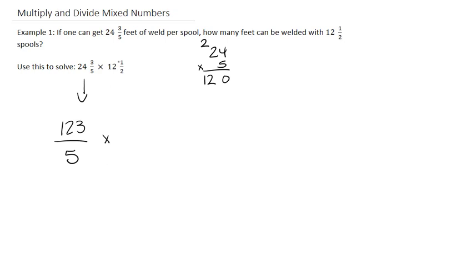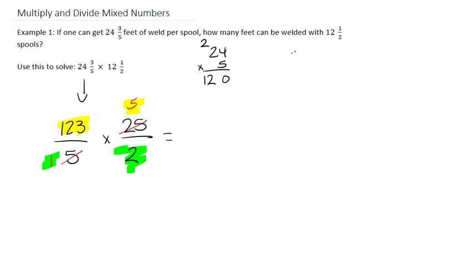Then we have 12 1/2. So we go 2 times 12, which is 24, plus 1 is 25. And this is over 2. Next we go ahead and multiply. So before we can even multiply, we can just go ahead and reduce. We're going to divide these two because both of them have a factor of 5. So 25 divided by 5 is 5. 5 divided by 5 is 1. And now we can go ahead and multiply across. So we would multiply these numbers together, and we multiply this number together.